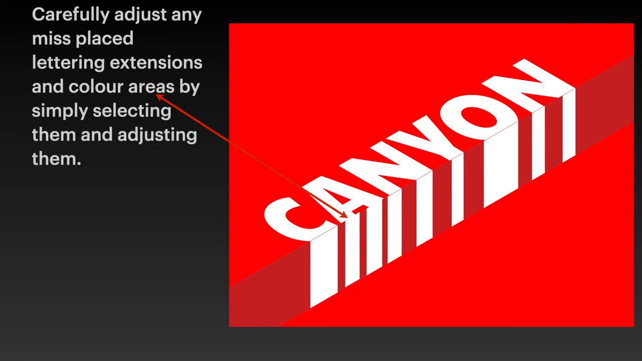Now, carefully adjust any misplaced lettering extensions and color areas by simply selecting them and adjusting them. And you can see it's slightly off there, but if I was to click in the white vertical there, it highlights it, puts the bounding box around it, and you can drag it into position or resize it, drag it to shape. So the C is okay. The A verticals need repositioning. The N, or the first one of the N, needs a little repositioning. The Y needs a little bit of repositioning, and so does the O. And the final N vertical needs repositioning. Okay, that's all you have to do. It's a simple job.